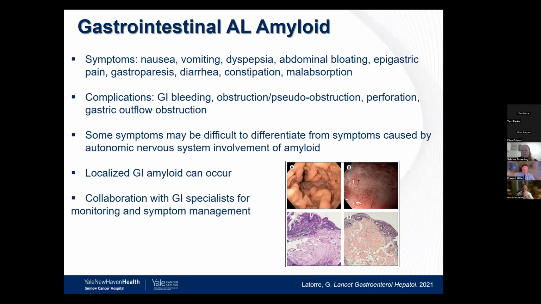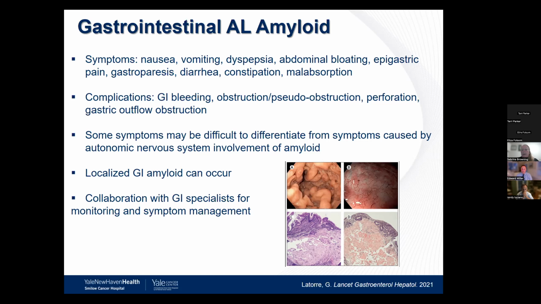Amyloid deposition in the GI tract can result in several symptoms, including nausea, vomiting, dyspepsia or indigestion, abdominal bloating or pain, diarrhea, constipation, malabsorption, or symptoms of gastroparesis. And it can sometimes be difficult or challenging to differentiate these findings from those we see where amyloid infiltrates the autonomic nervous system that controls the bowel.